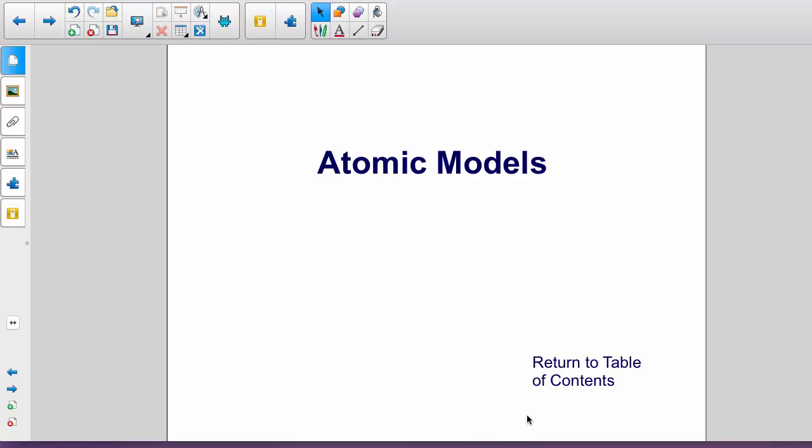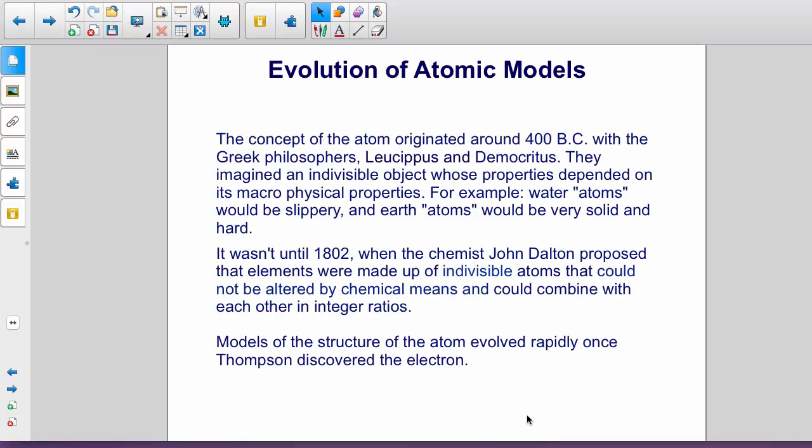Atomic models. The concept of the atom originated around 400 BC with the Greek philosophers Leucippus and Democritus. They imagined an indivisible object whose properties depended on its macroscopic physical properties. For example, water atoms would be slippery and earth atoms would be solid and hard.